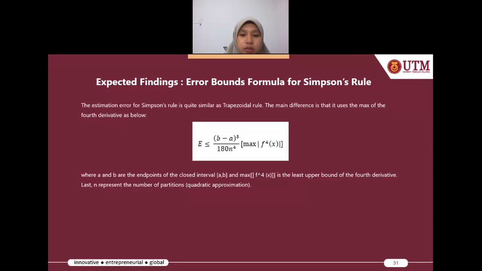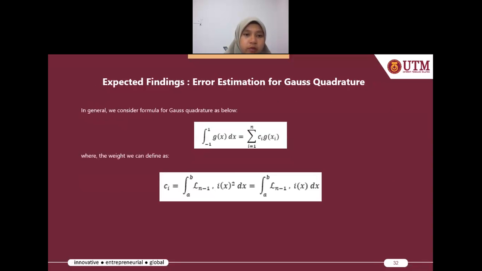is quite similar to the trapezoidal rule, but the main difference is we use the fourth derivative here. So b minus a is the endpoints of the closed interval and n is the number of partitions, the number of subintervals. Then for Gauss quadrature, in general, we consider the formula for Gauss quadrature as below, where Ci is the weight and we define Ci like this.